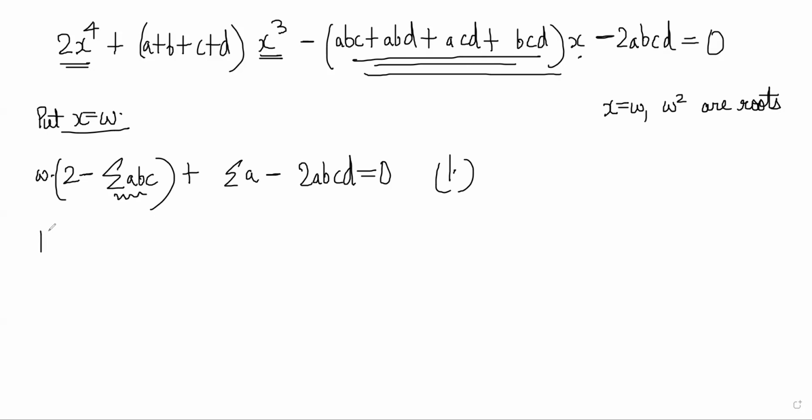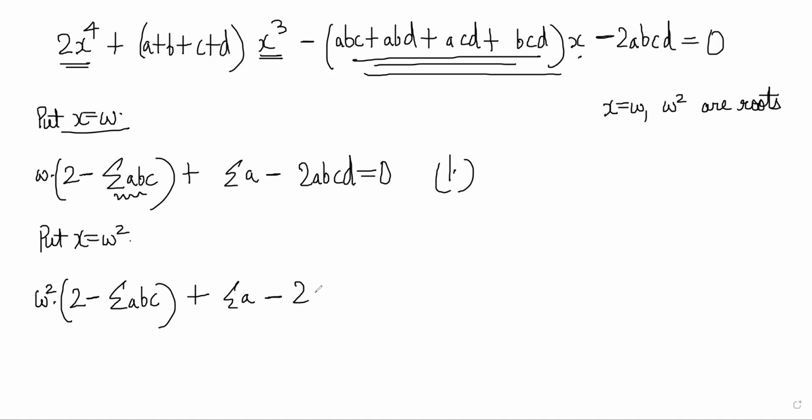And now I will put x is equal to w square here. And if you do that, this will become w power 8, which is same as w square. So you can take w square common. Again, you will get 2 minus summation abc plus you get summation a, which is a plus b plus c plus d minus 2abcd equals 0. This is my second equation.